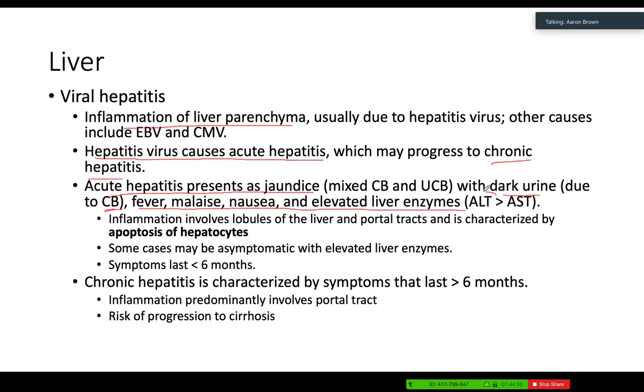Here we see an elevation of ALT greater than AST. Okay, we said with alcoholic hepatitis, we see a greater elevation of AST compared to ALT. In viral hepatitis, it's an increase in ALT more than AST. So we'll see some apoptosis of our hepatocytes, and symptoms usually last less than 6 months.